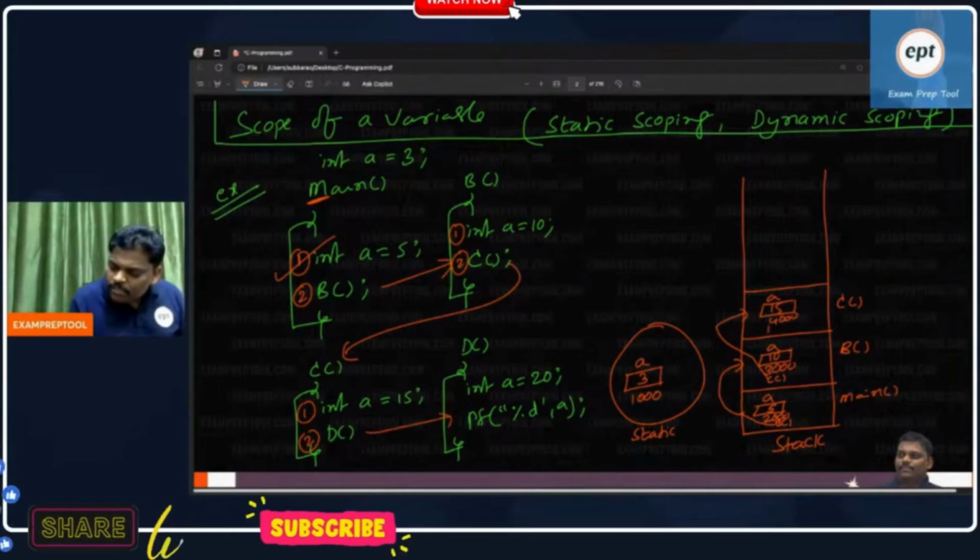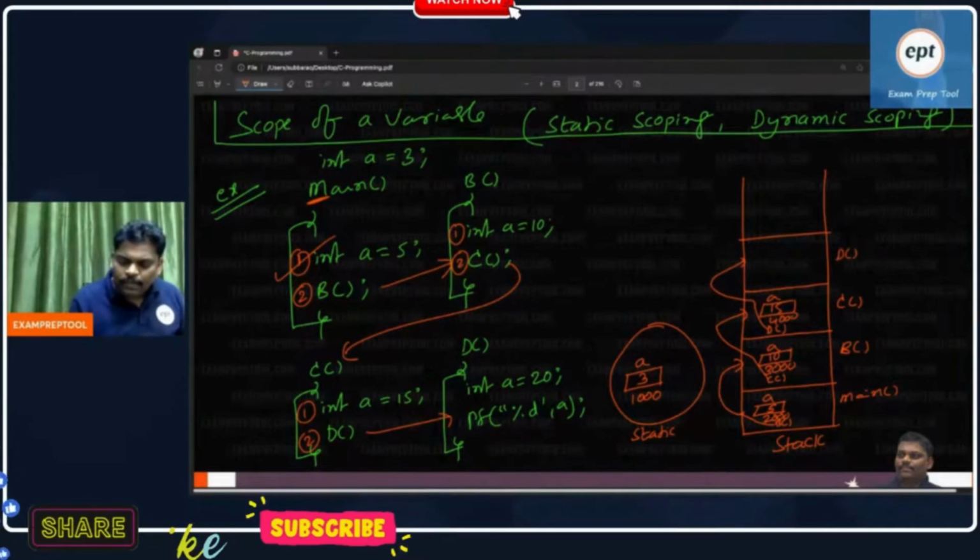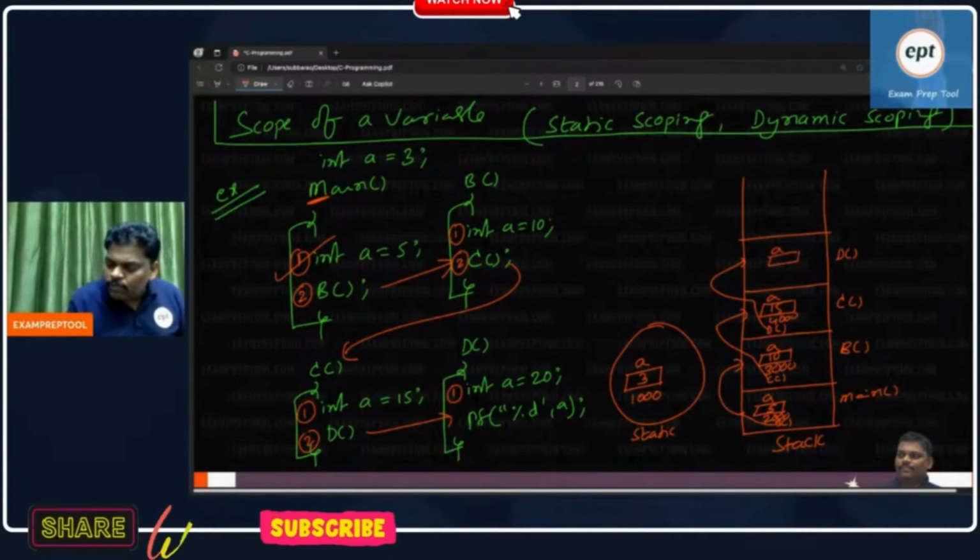Because D is called, again a push operation. Function calling is a push operation. In D, first line, A is equal to 20. Address is 5000. So first line is over.